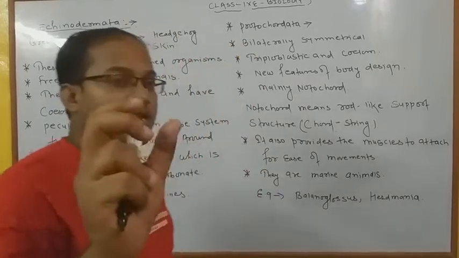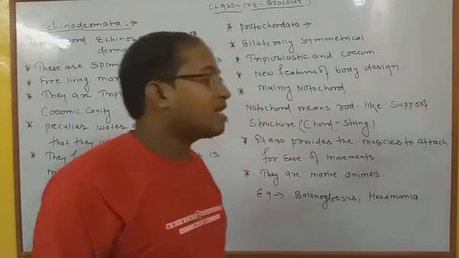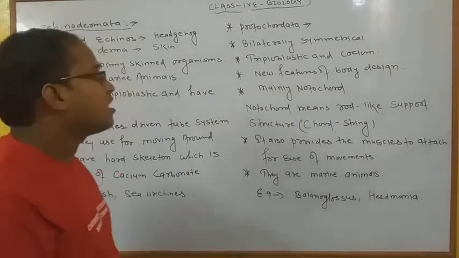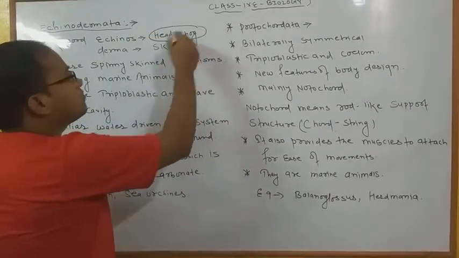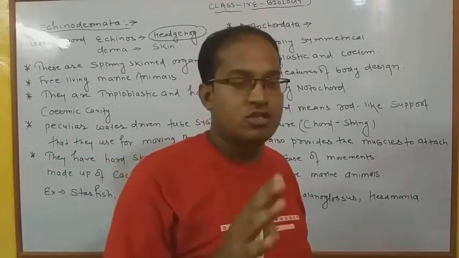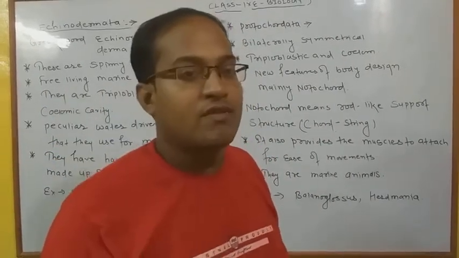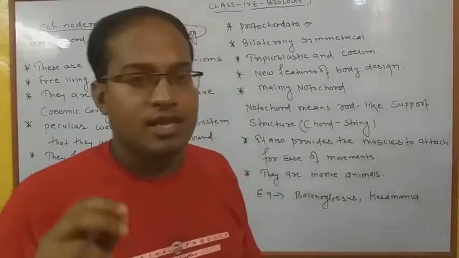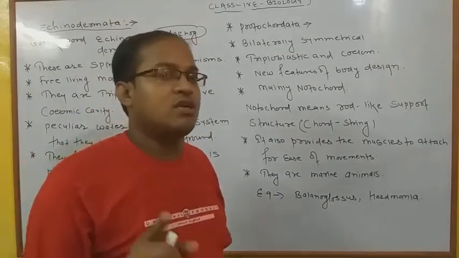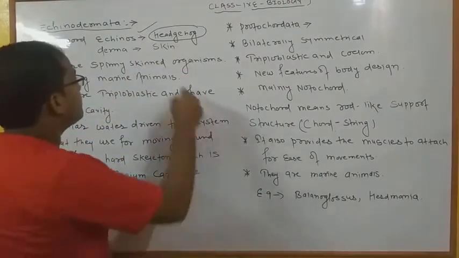ठीक है, सबसे पहले Echinodermata दो शब्दों से मिलकर बना है. The first one is echinos and the second is derma. What is the meaning of echinos? Echinos means having hawk-like structures. Many times you have seen in movies and Discovery, animals with spine-like structures wandering here and there in the forest. They are very small in size, and outside the body there are spine-like structures. That is the hedgehog. Now echinos means hedgehog and derma means skin.